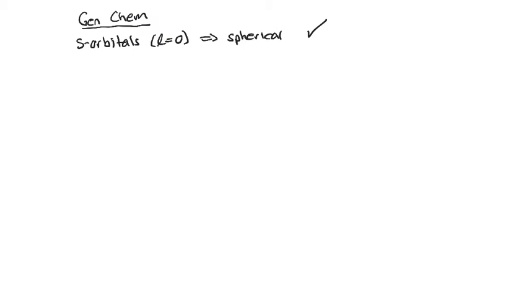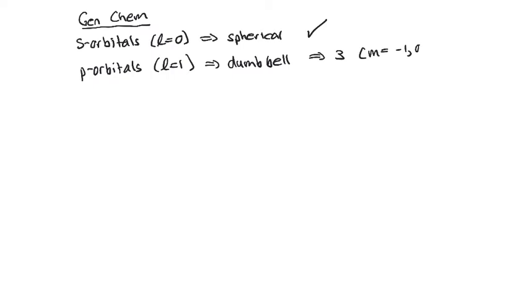So let's see how we can correlate these shapes that we just looked at to our known shapes for the orbitals that we know from general chemistry. So from general chemistry, we know that s orbitals with an L equals 0 quantum number are spherical. And that is exactly what we saw when we looked at the spherical harmonics for L equals 0, M equals 0. So that one looks good. Remember that our p orbitals, according to general chemistry, have an L equal 1. And these are dumbbell shaped. And there are 3 of them because we have M equals minus 1, 0, and 1. So there are 3 of those.